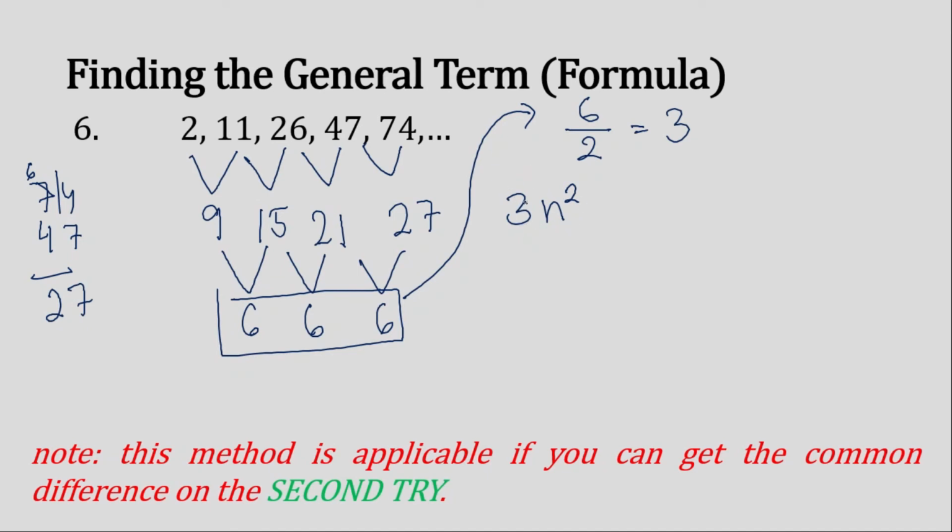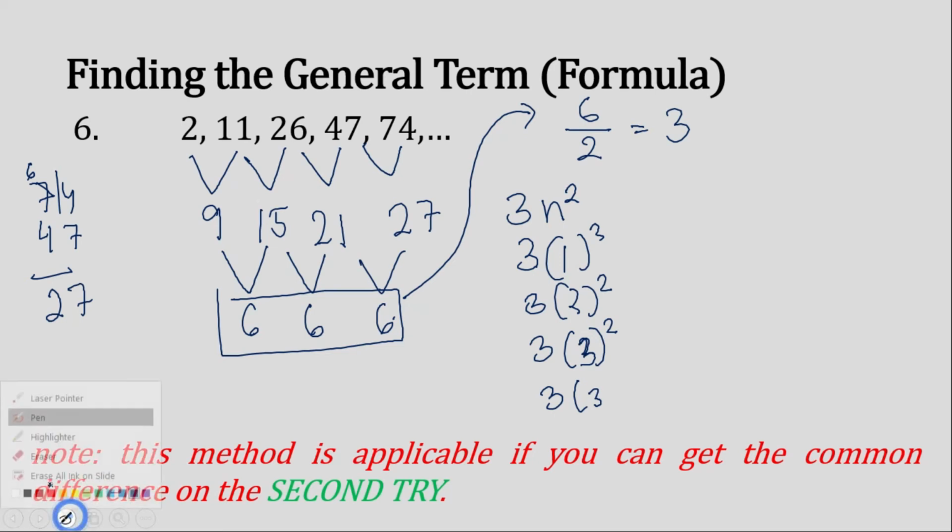So again, this 3 comes from this. 6 divided by 2 is equal to 3. So we get this 3. Now let's check this formula if it will fit our sequence. So 3 times 1 raised to 2. 3 times 2 raised to 2. 3 times 3 raised to 2.